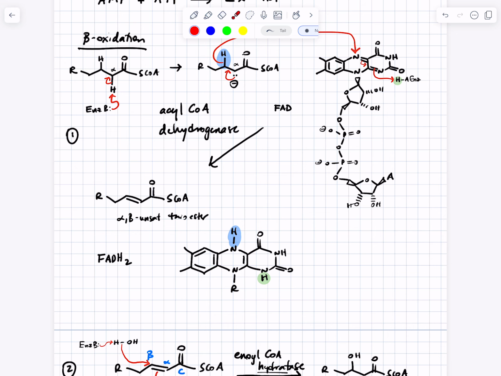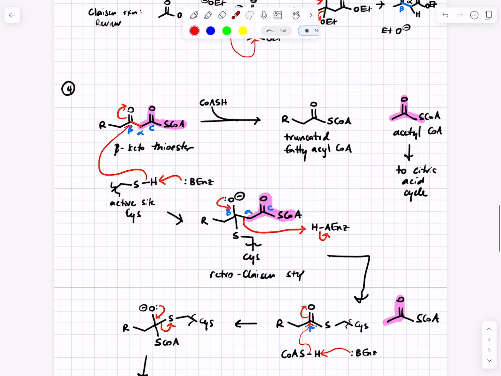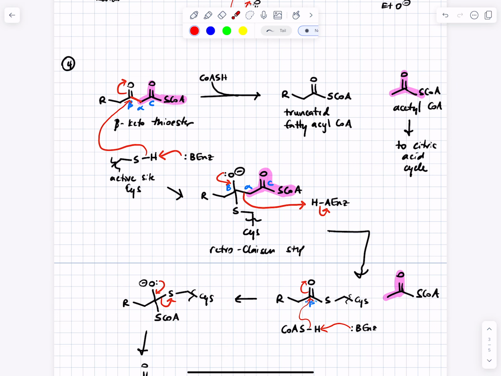Go ahead. On step 4, why couldn't you just attack the nucleophilic acyl substitution with acetyl-CoA? Yeah, the question is, why does the enzyme bother? Why couldn't we just have acetyl-CoA here instead of the cysteine? I don't know. But the enzyme does have an active site cysteine.